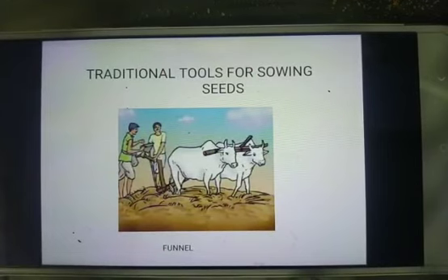This is a funnel, the traditional seed drill that I was talking about. You can see the farmers having a funnel-shaped structure. They pour the seeds in it, and at the end of the funnel they have a long tube which is attached to a comb-like structure. It has holes at equal distances and is dug under the ground for sowing the seeds in the field, and it is tied up with the bullock cart. Tractors are also used for this purpose.